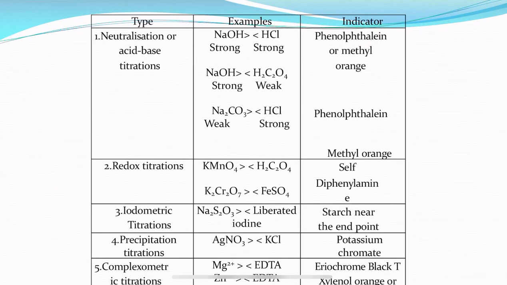Okay. And next, moving on to the classification of titrations. The titrations can be classified based on the reactions involved during analysis. Okay. So, based on the reactions involved, we are going to classify them into 5 types. The first one is neutralization or acid base titrations. Here one solution will be an acid and another one will be a base. Okay. So, that is why we are naming it an acid base titration. So, what happens in an acid base titration? Here the neutralization point itself is called the end point or equivalence point.